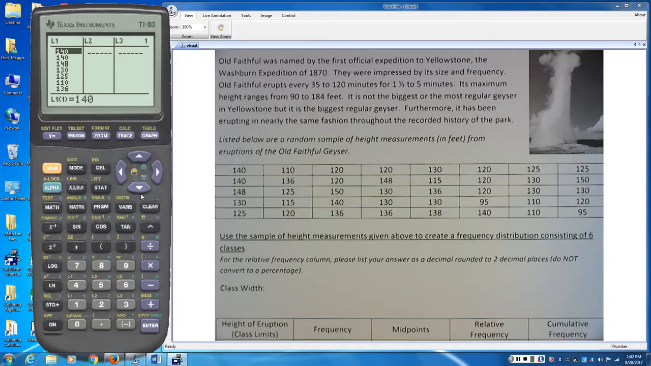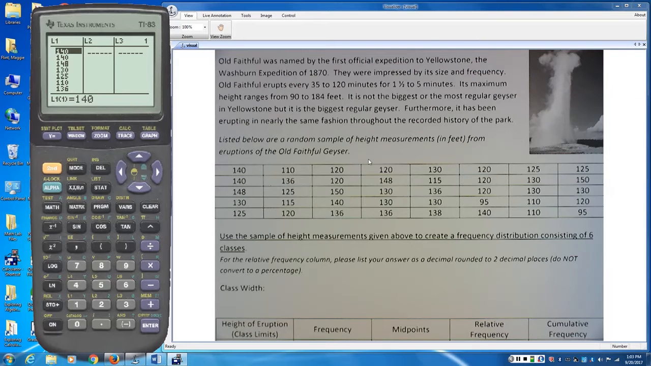Okay. Now, I'm going to give you an overview of what we're going to want to do with this data. We want to find the largest one and the smallest one. Now, if you read at the top of the page, it tells us this Old Faithful erupts every 35 to 120 minutes for a minute and a half to 5 minutes. Its maximum height ranges from 90 to 184 feet. Now, none of our data contains the shortest one or the tallest one. They know that since it's been erupting, that's the shortest and the tallest ever recorded. But we've just taken a sample here, and we didn't get either the shortest or the tallest eruption.